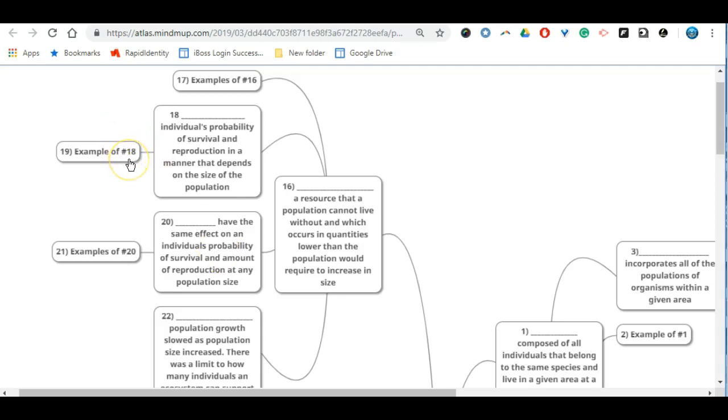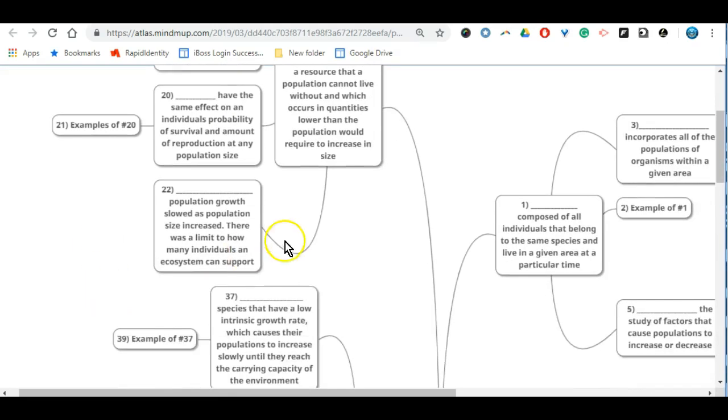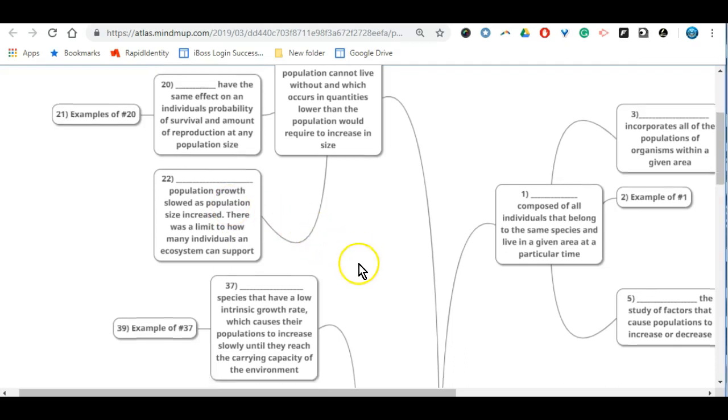So what are some examples of this? This one says the same effect. It means that it doesn't matter what the size of the population is. Over here, number 19, what is density dependent? Again, food, water, space. Over here, density independent items are tornadoes, hurricanes, things like that. All right, population growth that is slowed as it increases in size. This is carrying capacity. So make sure you understand and compare that definition here.